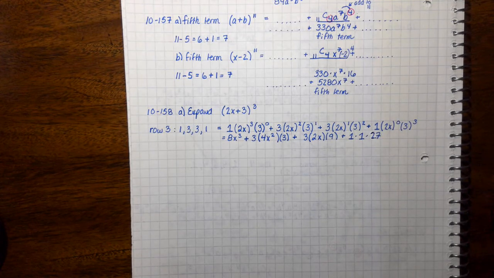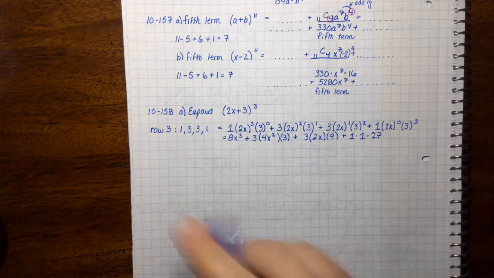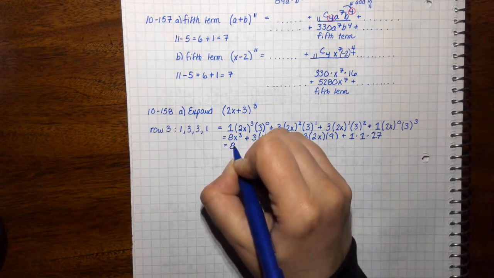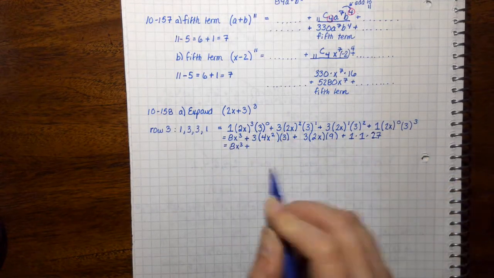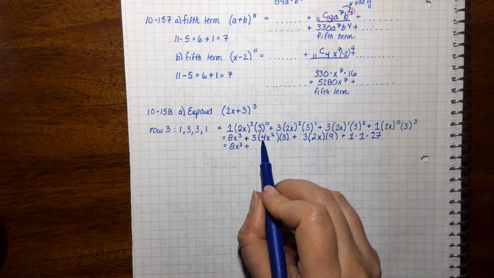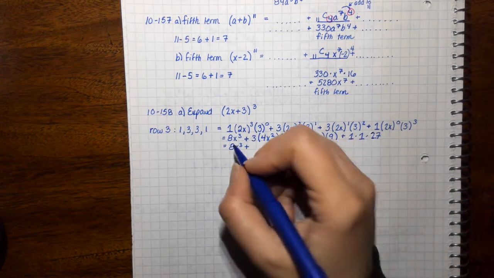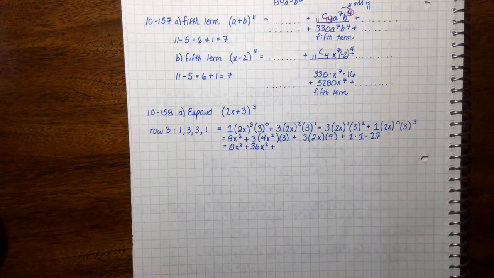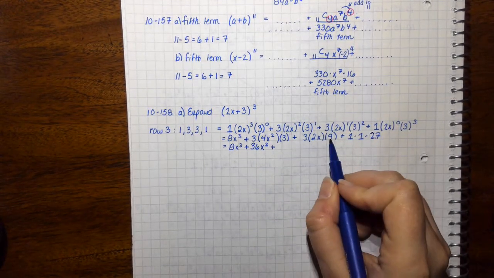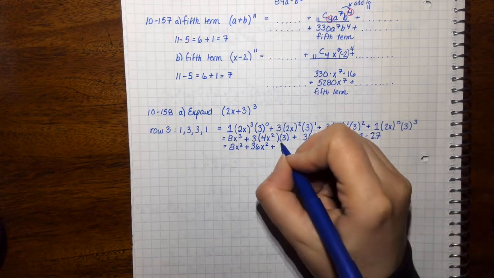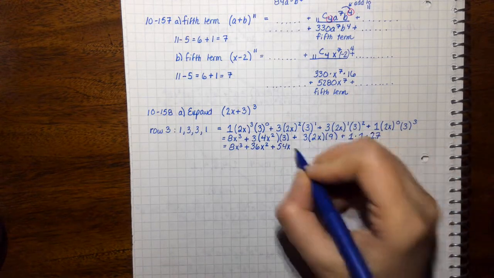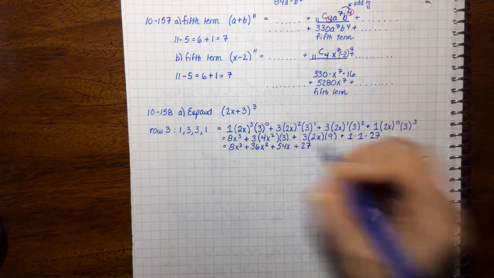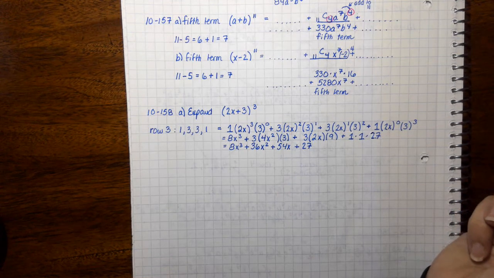Okay, so now I just need to clean this up a little bit to make it look like a polynomial. So 8x to the 3rd plus, okay, so I have 3 times 4 is 12 times 3 is 36, plus 3 times 2 is 6 times 9 is 54, plus 27, and that is the final answer.